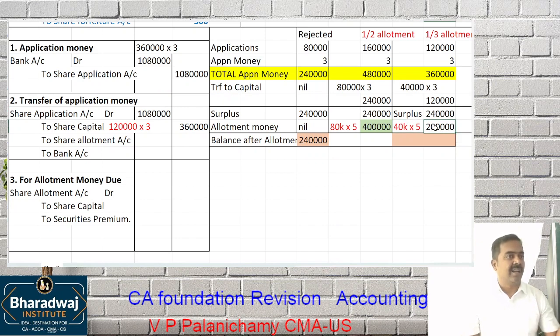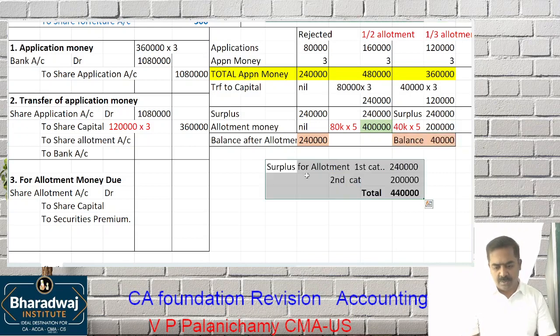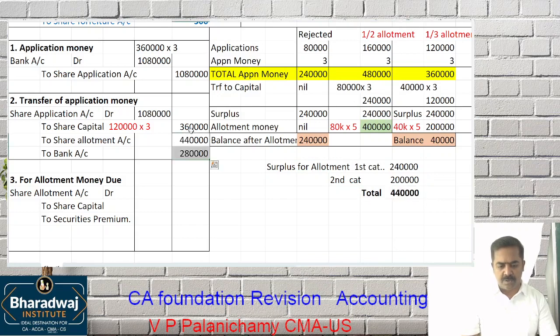How much of the surplus can be adjusted with allotment? Surplus is 2,40,000, but at the time of allotment the money due itself is 2 lakhs. How can you adjust surplus more than the amount due? Surplus can be adjusted only to the maximum extent, 2 lakhs. The balance money will be rejected. So surplus from this category is 2,40,000 and from this category 2 lakhs. So in total we use 4,40,000 of surplus. In the nothing-allotted category, the balance after the allotment money we reject.